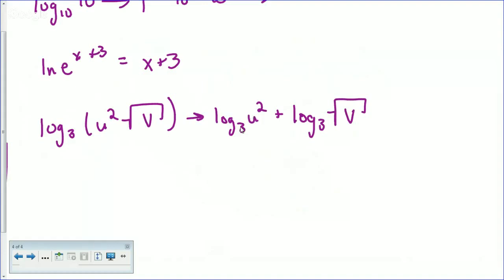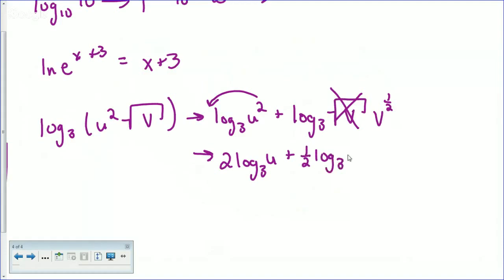Okay, so if I've got a different base and an exponent, I can bring this exponent out in front. So we'll say 2 log base 3 of u plus, now this square root is actually a power. Instead of writing square root of v, I should be writing v to the half power, and my half will come out front. So I have half log base 3 of v. And then we're completely expanded right there.